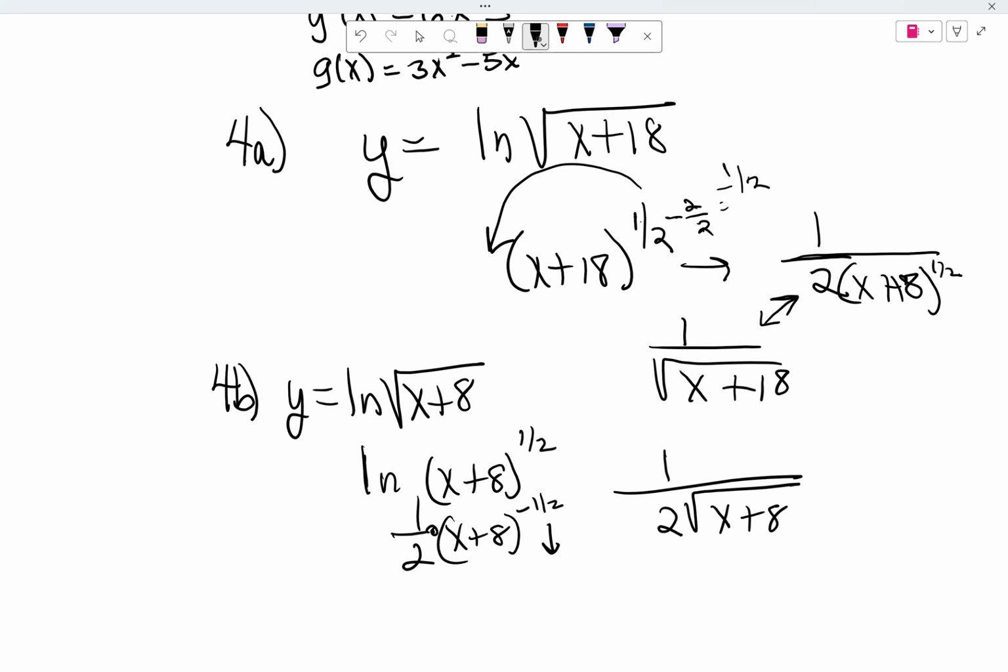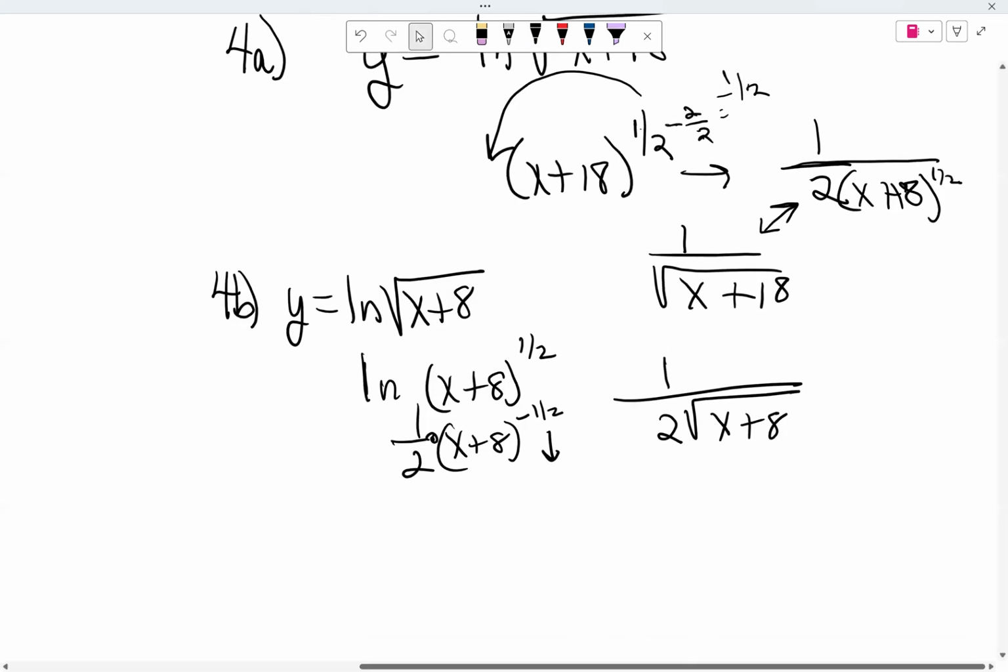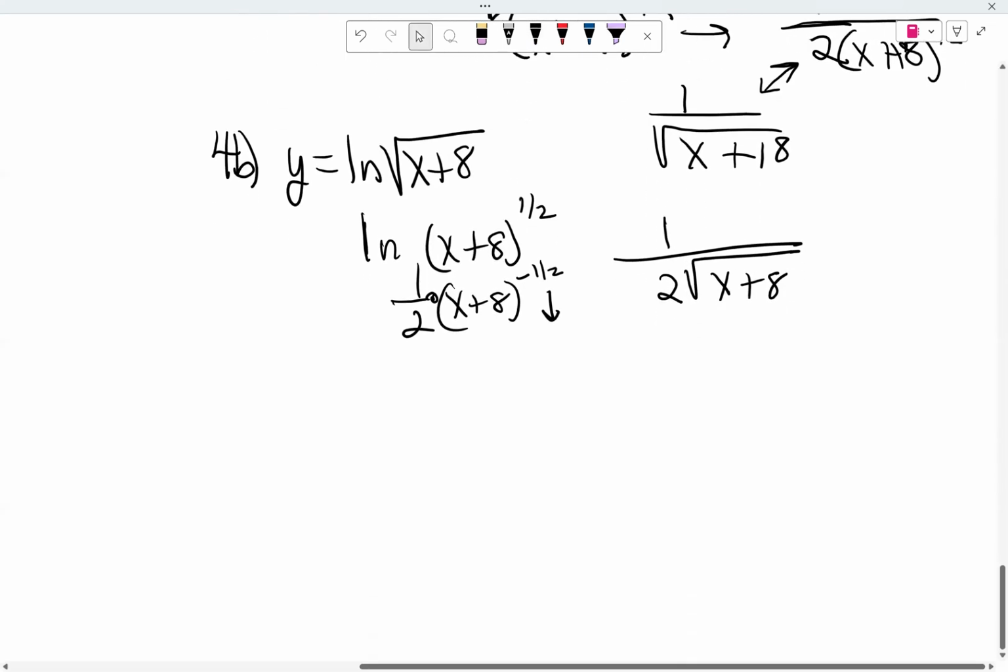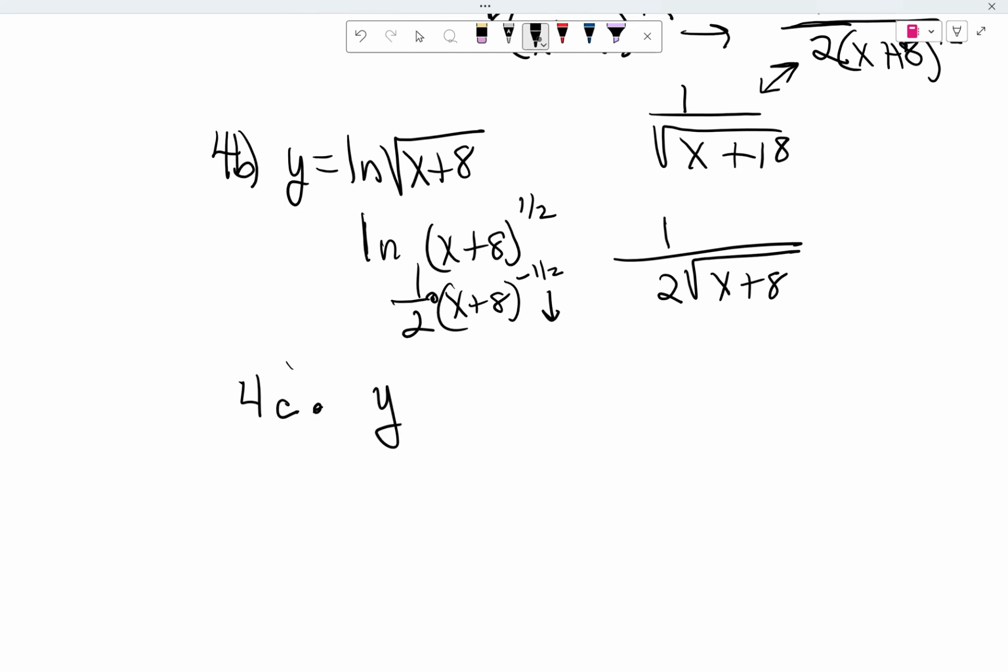I have a couple others to practice, so let's do 2 more or 3 more. All right, let's try this one. What if I give you, let's call this 4C. And I'm going to ask you to find the first derivative, that's what we're doing for all of these, of the natural log of the square root of x plus 13. What do you think this is going to be?